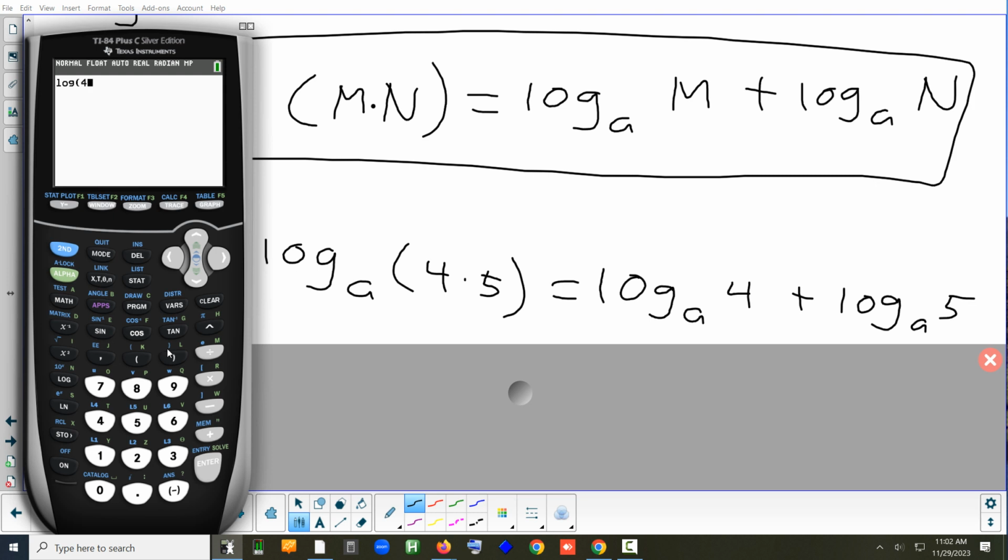Log 4, you do have to close the parenthesis because I'm done with the first log, plus log 5. Okay, so that's what you got. Now let me type it in the original way. Log 4 times 5. And you get the same thing. Now, what's the product of 4 times 5? 20. So what do you think a different way you could split up 20 is, and I would get the same answer besides that?